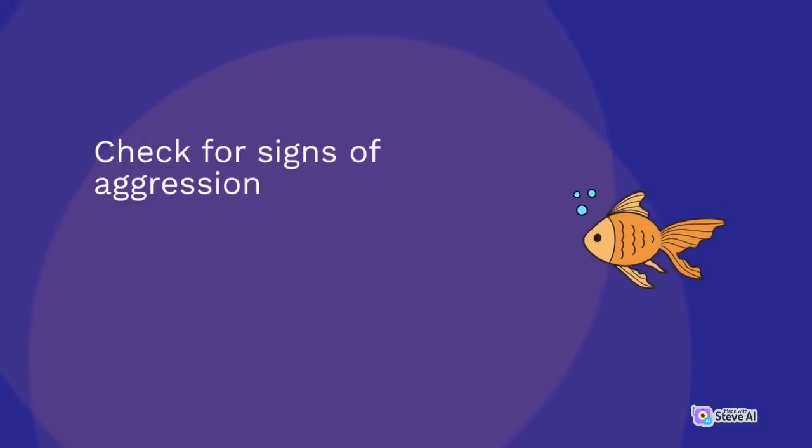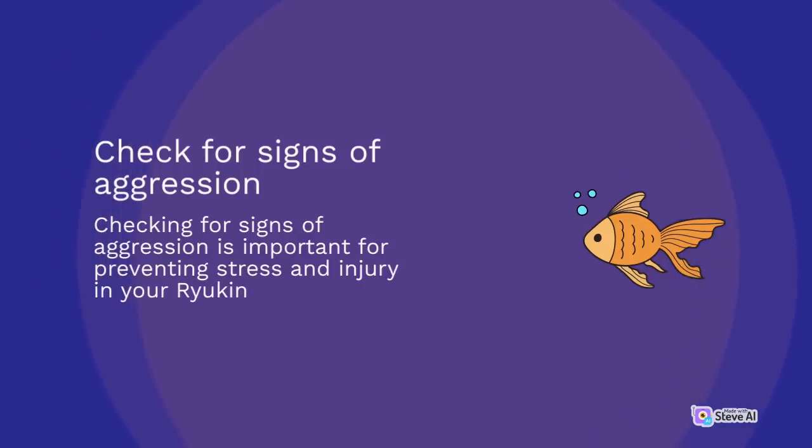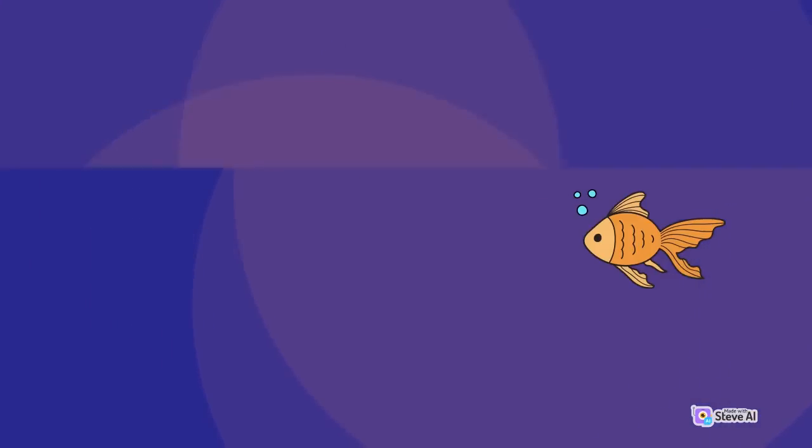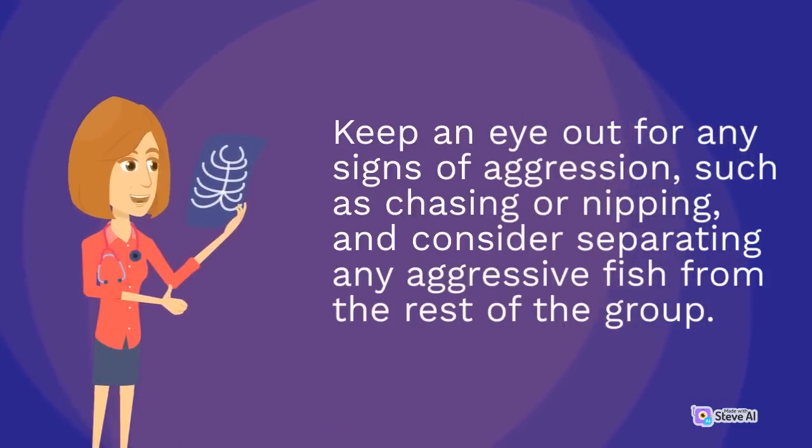Check for signs of aggression. Checking for signs of aggression is important for preventing stress and injury in your Ryukyu goldfish. Keep an eye out for any signs of aggression, such as chasing or nipping, and consider separating any aggressive fish from the rest of the group.